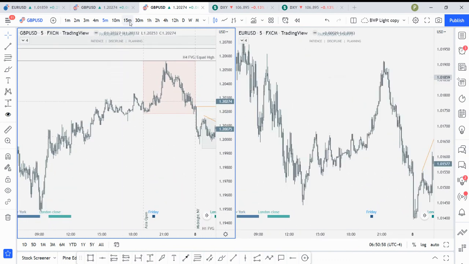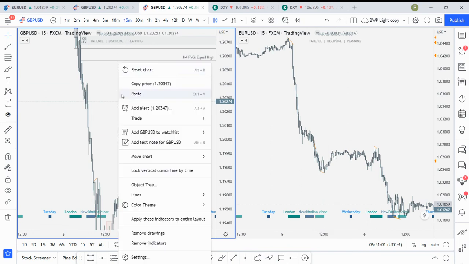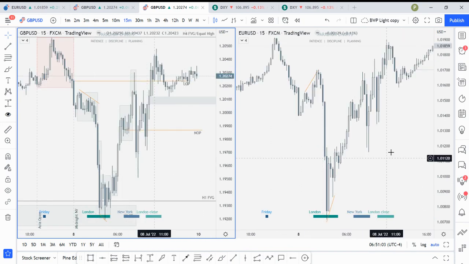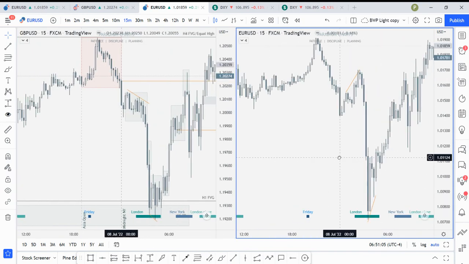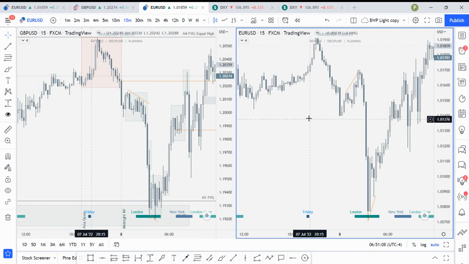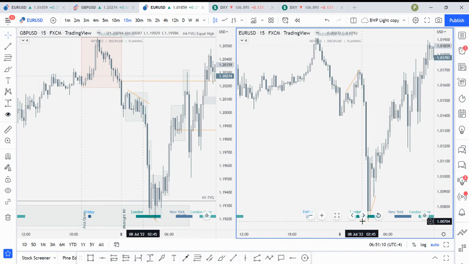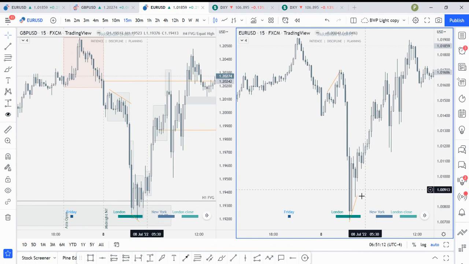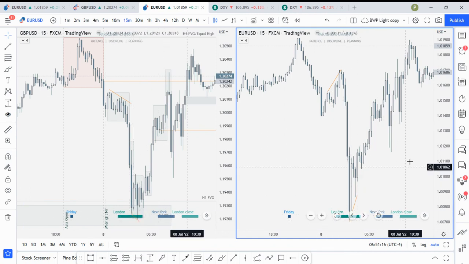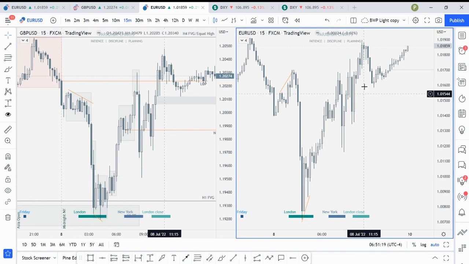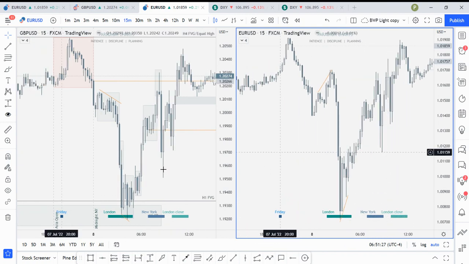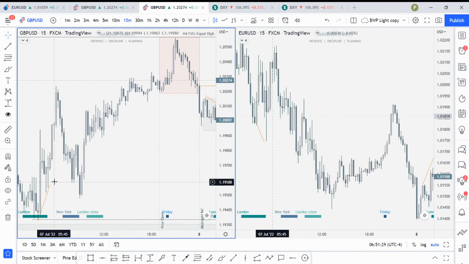Let me use this 15-minute time frame so that it will be easier. You can see on this particular day, the low of the day formed during the London Q zone. This is the low of the day during London Q zone, and the high of the day formed during the London close. It will either form during London close, New York, or post London close. All right, let's go to Thursday.